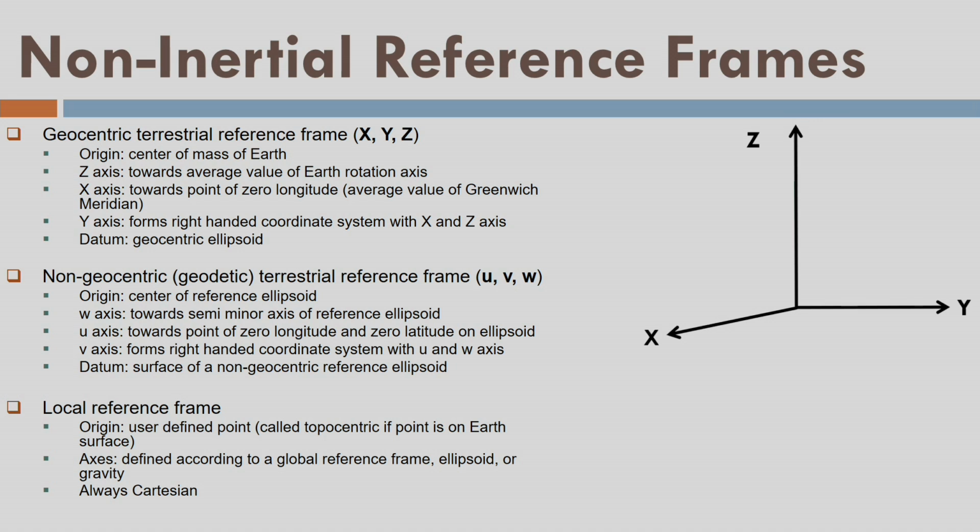Now we have already talked about non-inertial reference frames. The non-inertial reference frame for the earth can be located at the geocenter, that is the center of mass of the earth, or it can be non-geocentric, or what we call geodetic. In the case of a geocentric system, we have the origin at the center of mass of the earth, the geocenter. The Z-axis is towards the average value of the earth's rotation axis. I call that wobbling, and whatever motions are happening with the rotation axis of the earth, I am taking the average value with respect to some time in the past.